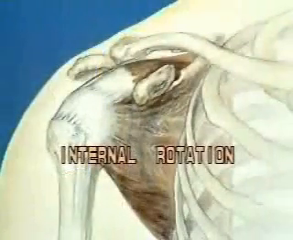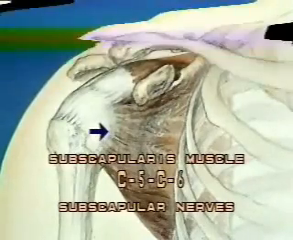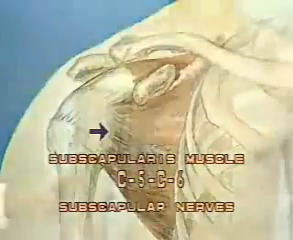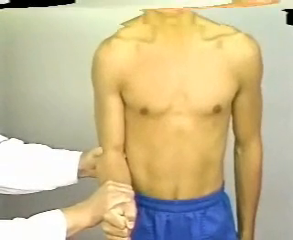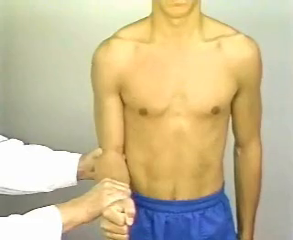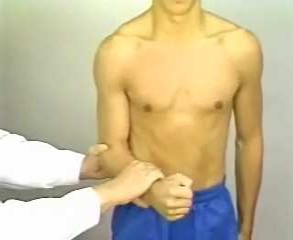Internal rotation. Primary internal rotator, subscapularis muscle, C5-6 subscapular nerves. With one hand, stabilize the elbow at the patient's side, and with the elbow flexed to 90 degrees and the forearm in mid-pronation supination, apply resistance to the distal volar forearm as the patient attempts to bring the forearm across the front of the abdomen.